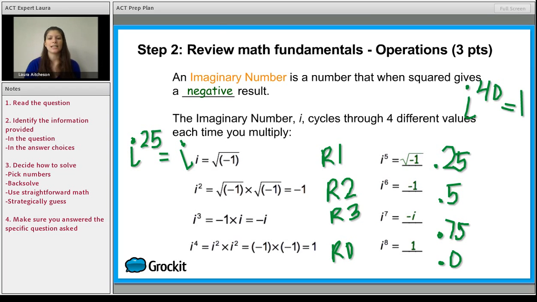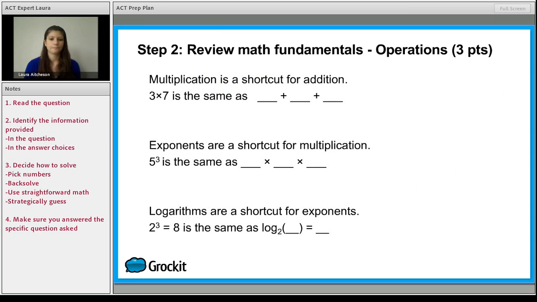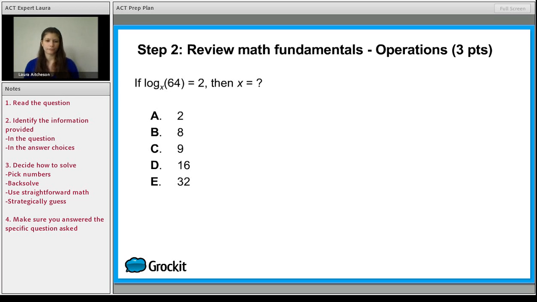Now for logarithms, basically it's a shortcut to exponents. So for multiplication, it's a shortcut to addition. Logarithms are a shortcut to multiplication. So it's just a rearranging of how to write things. So take a look at this question. We want to know what x is. When you rearrange everything, you just wind up with this. So it's written differently. It looks really strange if you've never seen it before, but they just want you to move everything around and you'll be able to figure out what they're trying to ask.